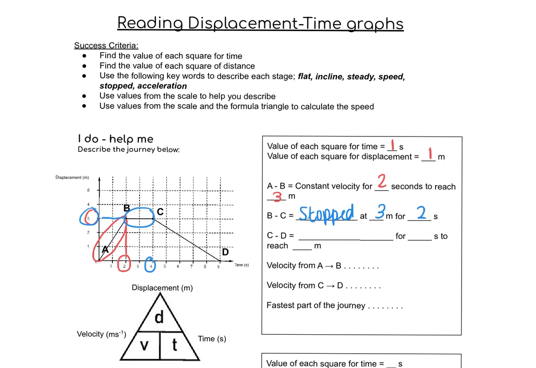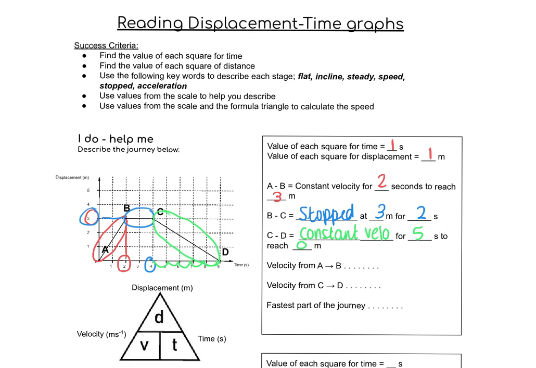And from C to D, we've got our line going down. This does not mean it's decelerating. It's still going to be at a constant velocity because it's a straight line, even though it's at an incline. Constant velocity, but the reason it's going down is because it's going back to where it started. The item is travelling backwards. So it's gone for how many seconds? From 4, 1, 2, 3, 4, 5. So it's gone for 5 seconds to reach 0 metres. That's where it ends up.